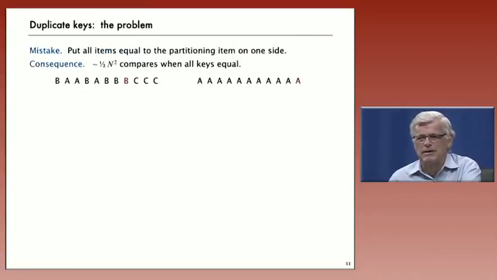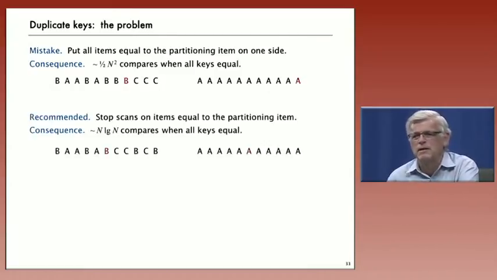So we want to do better than this. The mistake happens if we put all the items equal to the partitioning item on one side, which is a natural way to implement it. And the consequence is, if you have all the keys equal, then partitioning doesn't really do anything. It just peels off one key: from a file of size n, you get a subfile of size n-1, and then n-2, and so forth. And the result is a quadratic time algorithm.